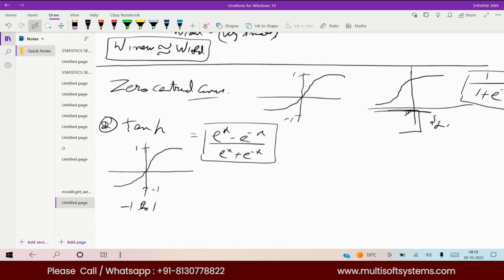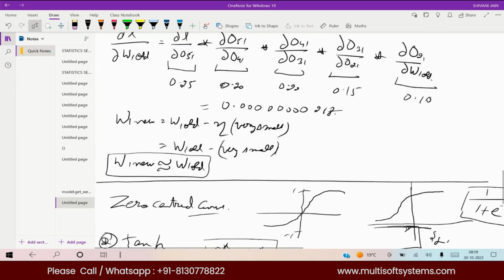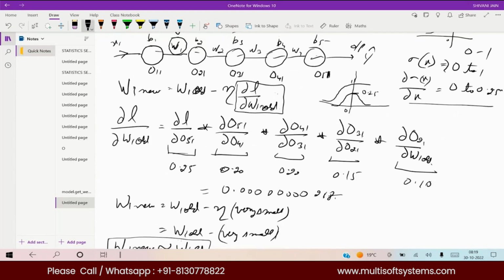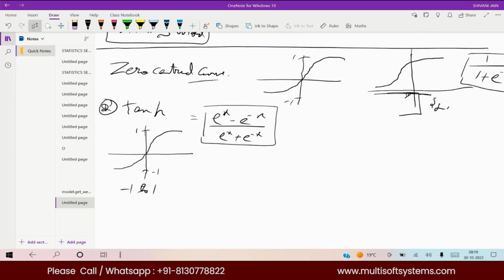Now, what is the derivative of this? Because whenever you are learning any activation function, you should know the derivative also. Because in training, you will be calculating the derivative values whenever you are using any activation function. So what is the derivative for this? The derivative is in this way, and its value is between 0 and 1. In my sigmoid activation, it was from 0 to 0.25. In this case, it is 0 to 1.